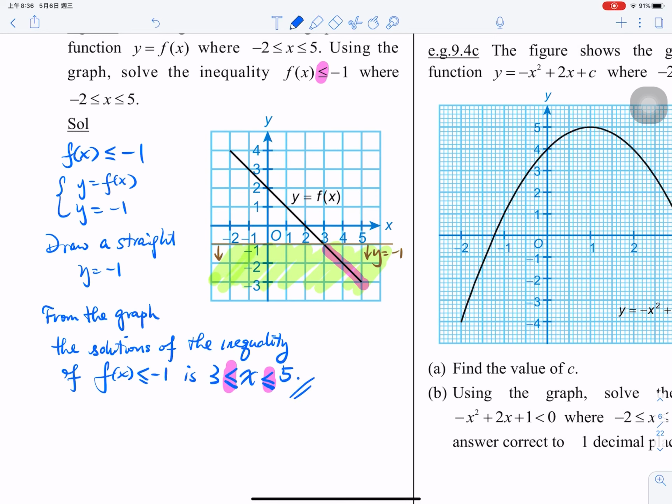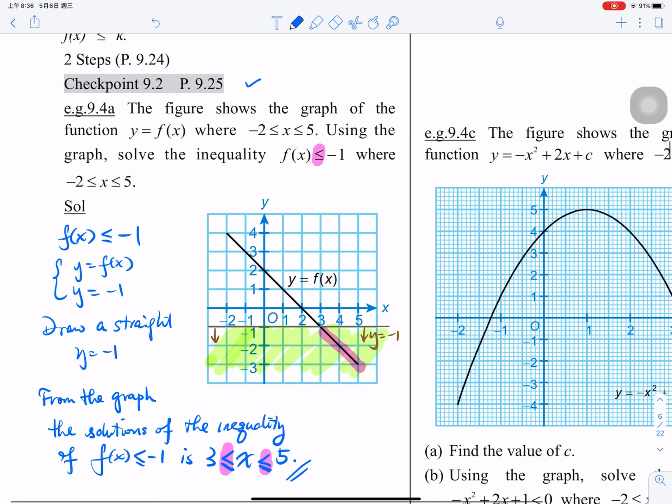So draw the straight line first, and then check smaller or greater, then see which part of the function, and check the corresponding values of x. So x in between 3 and 5 is the solution of the inequality.